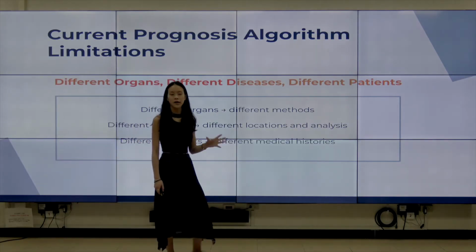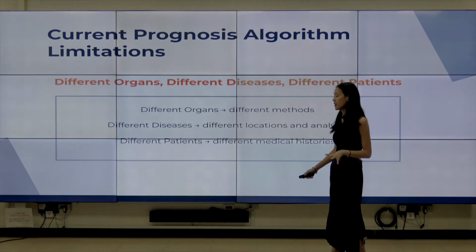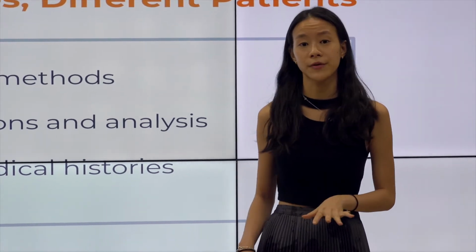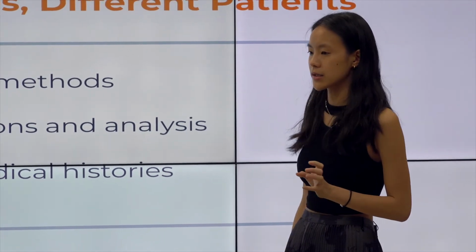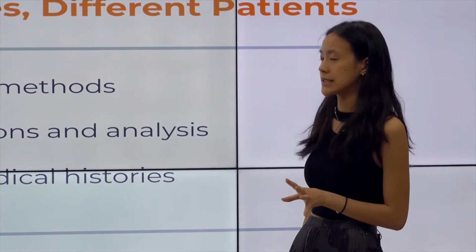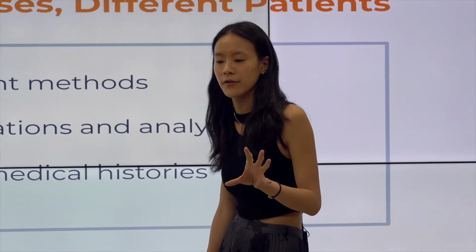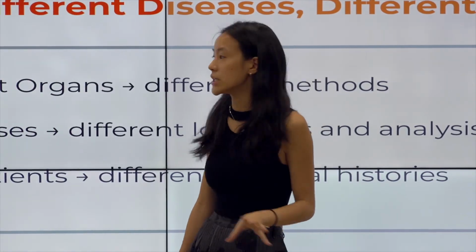So I wanted to talk about the current limitations of prognosis algorithms very quickly. One thing that I'd like to note is that prognosis is probably the most difficult kind out of everything that we've seen. And the reason for that is because for different organs, different diseases, and different patients, there's always going to be some kind of difference between each of these.